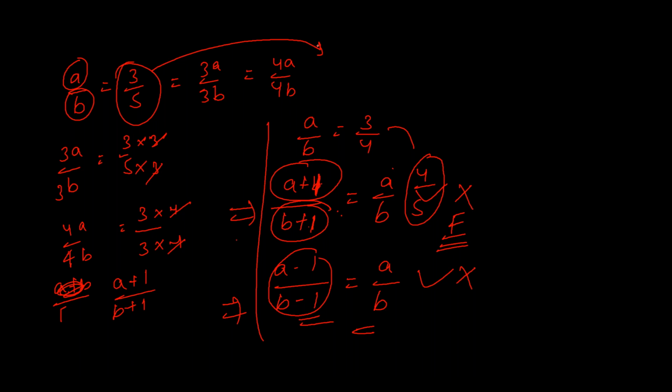What will be the value of a plus 1 here? It is 4. And what is the value of b plus 1? It is 6. Now, if I write it down, it will be 2 by 3. Very good, Pratap. So 3 by 5 cannot be equal to 2 by 3. Is it clear to all?